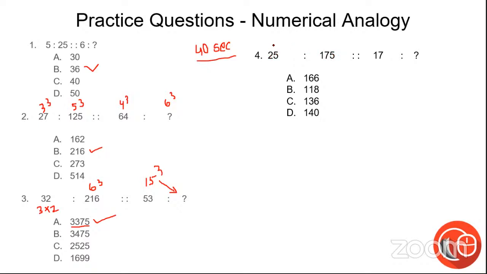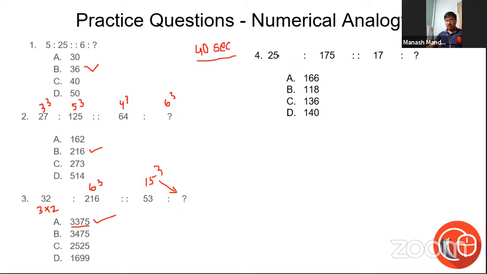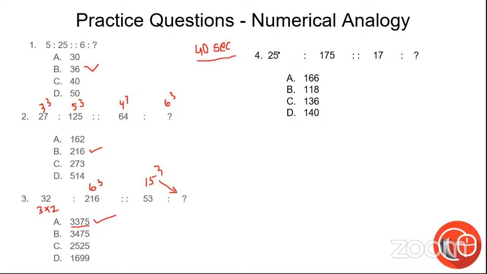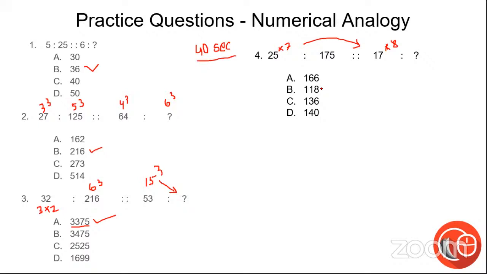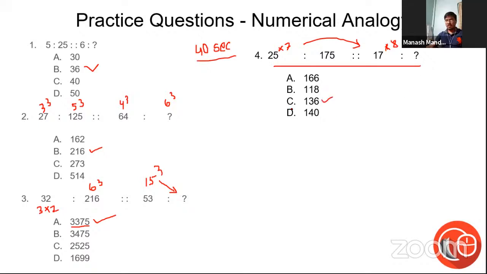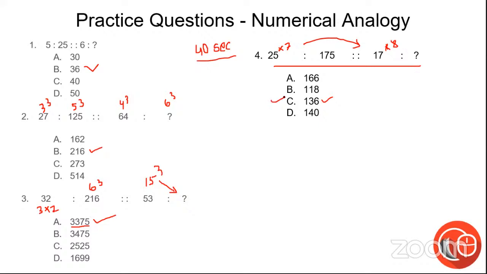If I'm not wrong, you are saying 2 plus 5 is 7, so 25 into 7 is 175. Using this logic on the right hand side, 1 plus 7 is 8, so 17 into 8, and 17 into 8 is 136. Yes, this is the right logic, and C is the right option.